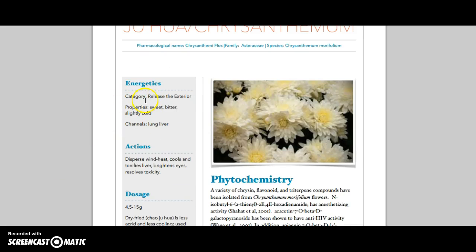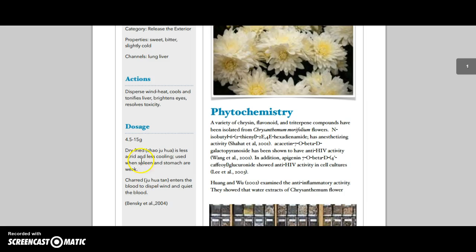Energetics, so category is releases the exterior. Properties, sweet, bitter, slightly cold. Channels, lung and liver, so a lot of detail there for the energetics, not just hot, damp, cold, dry. Primary actions from a traditional Chinese perspective. Dosage, as well as formulations, and proper in-text citation, very, very important.